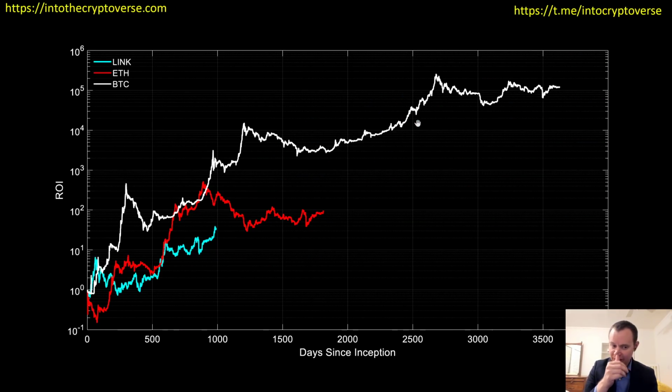If you want to look at just an updated chart on the ROI of Link versus Ethereum and Bitcoin, guys, this is one of the most bullish charts. For a bear market, this is Link's ROI during a cryptocurrency bear market. Now, I'll leave it to you guys as a thought exercise to try to figure out what you think that means for, say, a potential bull market.